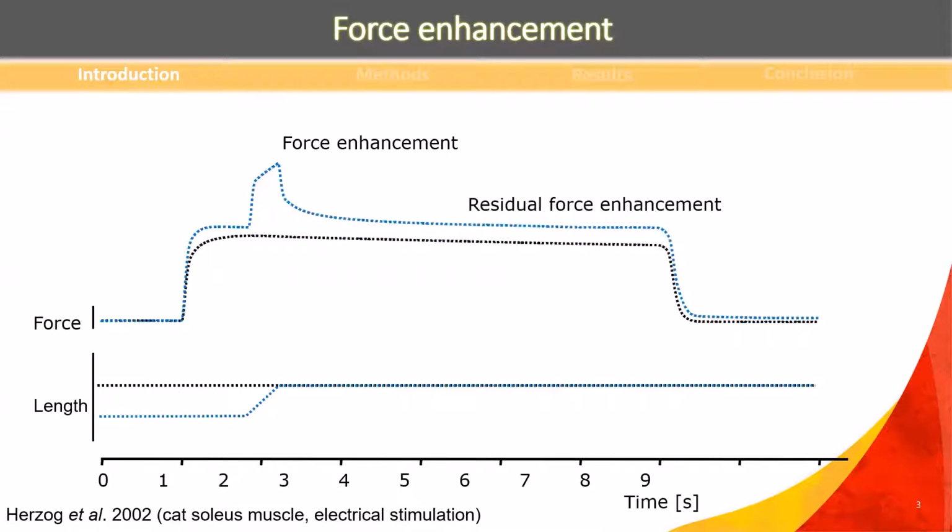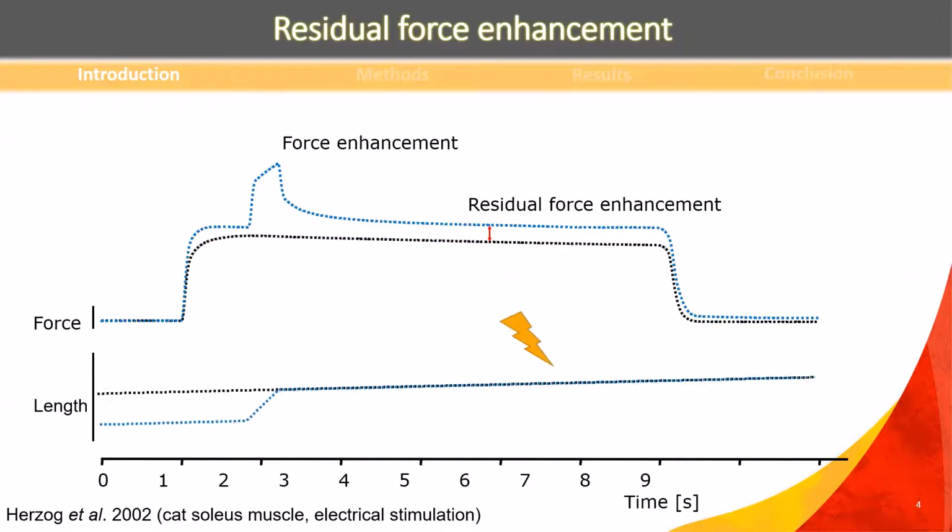Less understood, however, is the enhancement in force capacity that persists after the stretch. This muscle property is called residual force enhancement and is typically measured as the increase in isometric force capacity that occurs after an active stretch compared to a purely isometric contraction at the same activation level and muscle fiber length.